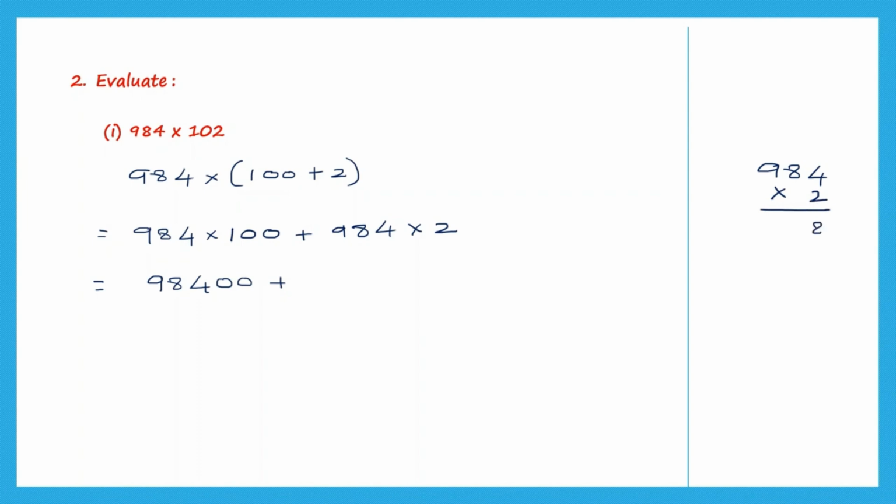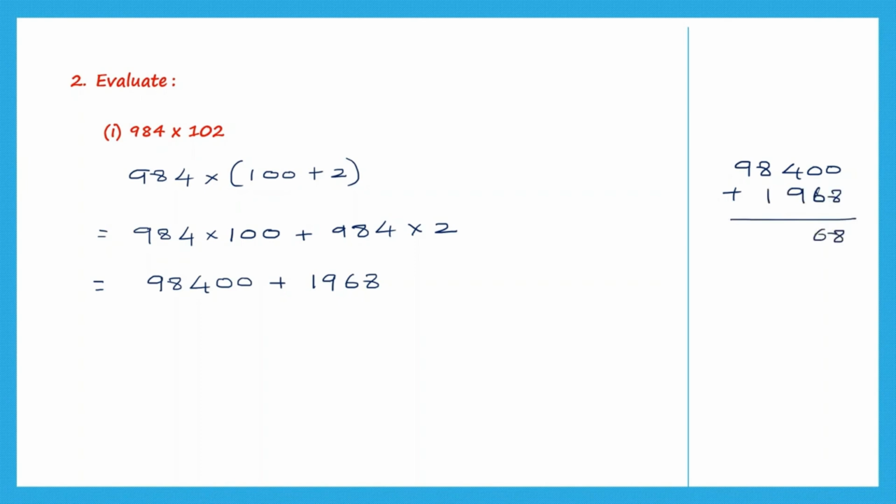So let's do that. 984 into 2. 2 4s are 8. 2 8s are 16. Carry 1. 2 9s are 18 plus 1, 19. That's 1968. Now this addition is so much easier. So let's do that. 98,400 plus 1968. So we just have to add these two.